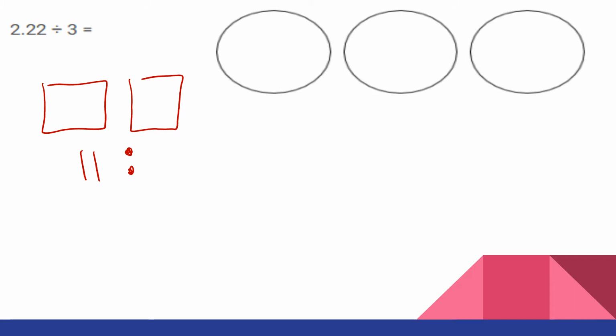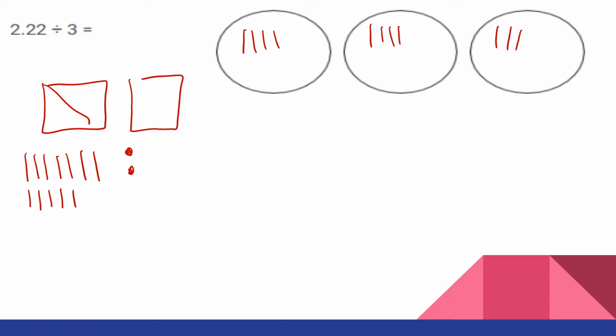All right, so let's start with all the wholes. So I'll change this into 10. That gives me 12. So 12 can divide evenly. Let's try. 1, 2, 3, 4, 5, 6, 7, 8, 9, 10, 11, 12. So all those are gone.